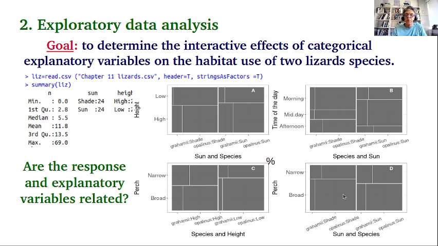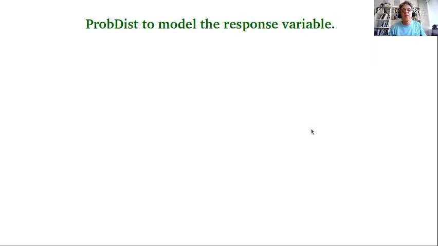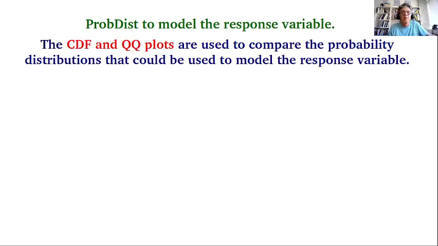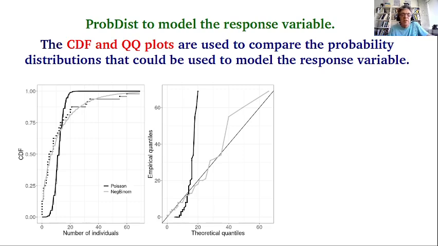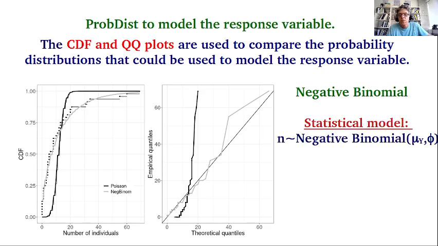Likewise, we could interpret the rest of the plots, but there is too much information here to be used. So what we are going to do then is to focus on the probability distributions that could be used to model the response variable. We are going to use the cumulative distribution functions and the QQ plots to assess the two distributions, the Poisson and the negative binomial, that can be used to model the count of lizards. So here are the CDF and the QQ plots, and by far the negative binomial distribution is the most appropriate distribution to model this data.